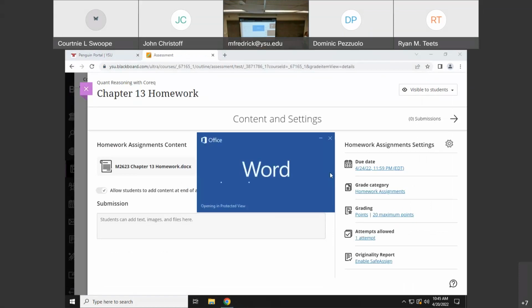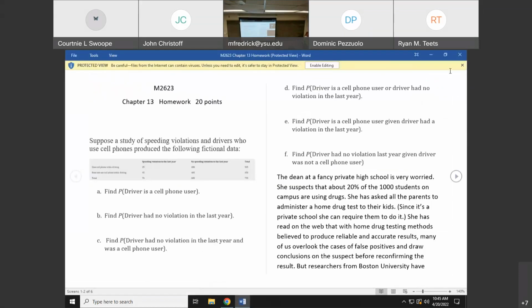Okay, so this is the homework. There's two homeworks you had. We did one, chapter 12 on Monday, and we'll do chapter 13 today. Hopefully this moves.